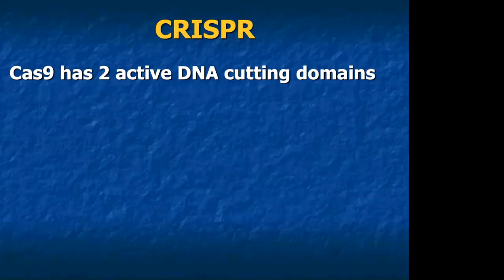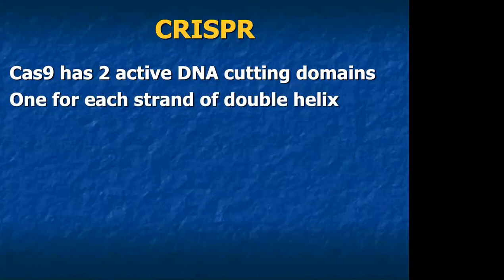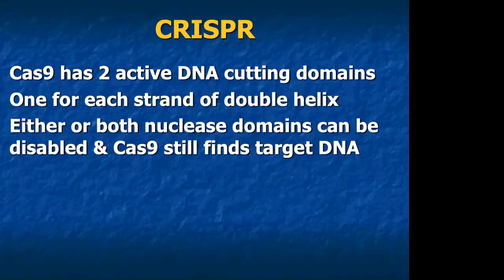Cas9 is a nuclease. As I said, it has two active DNA cutting domains, two active nucleases, one for each strand of the double helix. Either or both nuclease domains can be disabled, and Cas9 still finds target DNA. As we talked about, many transcription factors and various different proteins have at least two different domains. One recognizes DNA, and the other is where the business happens. In this case, it's a nuclease. But you can disable both nucleases or either one, and Cas9 still has the ability to bind to the targeted DNA.